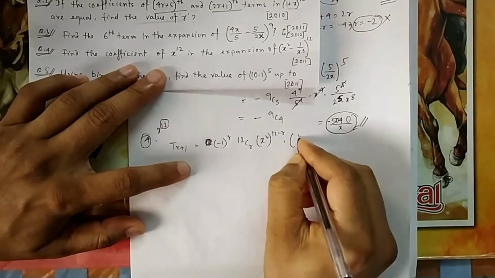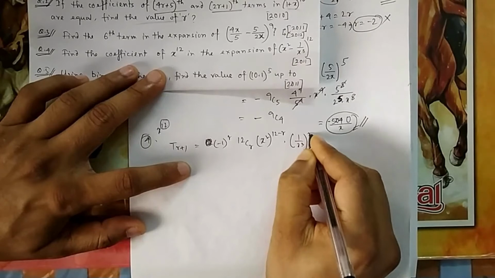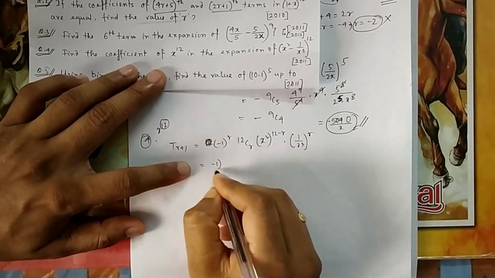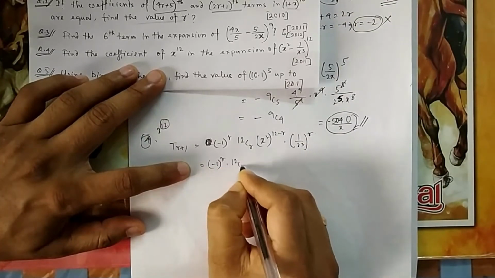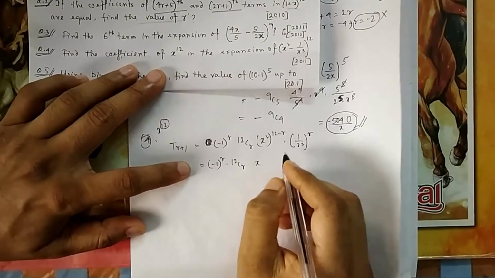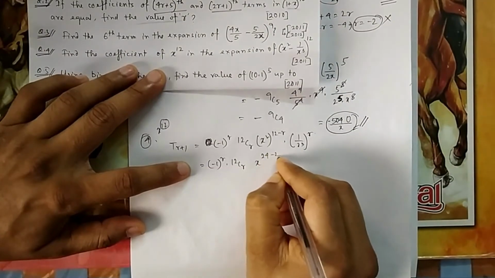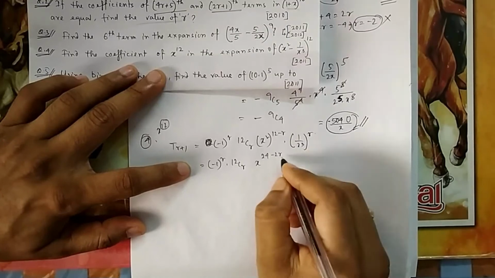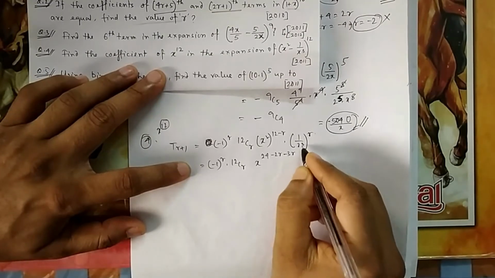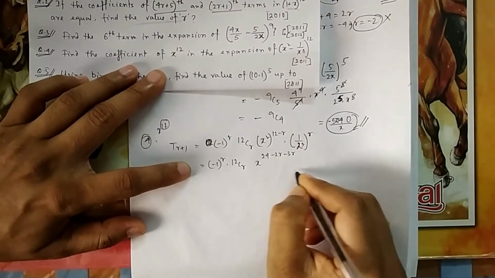And here it is 1 by x cube to the power r. So it will be minus 1 to the power r, 12Cr, and x to the power 24 minus 2r. And can I write directly this one? This is 3r, so it will be minus 3r. From the denominator it will come, because here also x to the power 3r will be in the denominator.